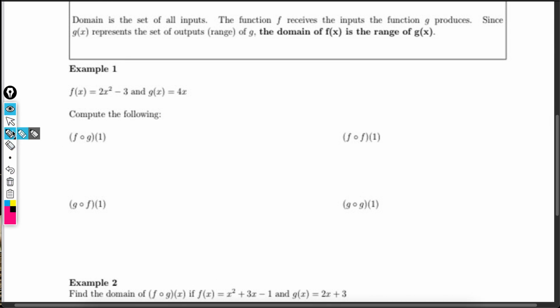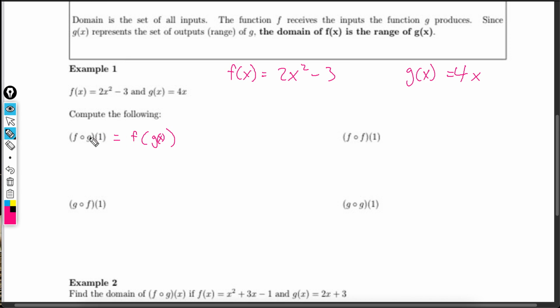Let me do pink. So here we have our two functions. I'm going to write over here just because this picture is very blurry. So we got f of x equals 2x squared minus 3, and our g of x is just 4x. So let's do this one: f of g of x. What do you guys think that is? Let's just break it down real quick. So f of g of x is just equal to f of g of x.